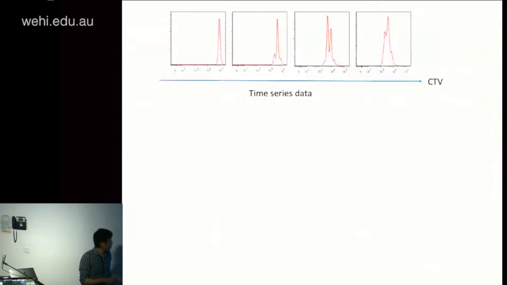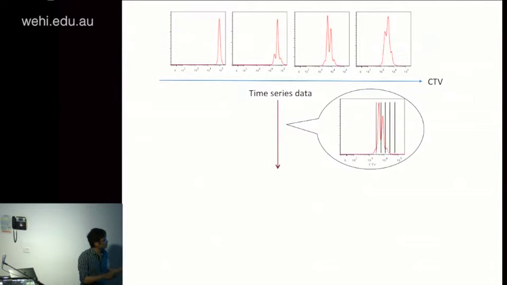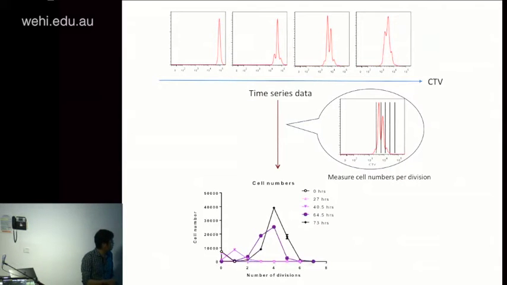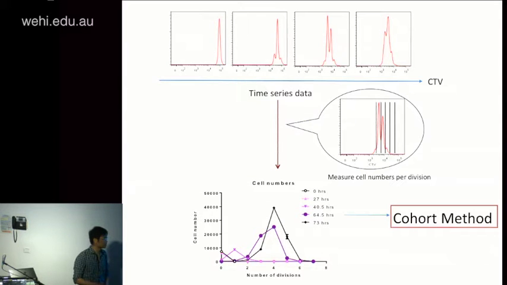So then what we do with this raw data, or this time series data, is we measure the number of cells in each division, and then we plot it over here. So we plot it again for each time point, the cell numbers in each division. And then what we do next is we analyze the results using the quantitative model that we have, which is the Cohort Method, which will be what I'll be describing today.